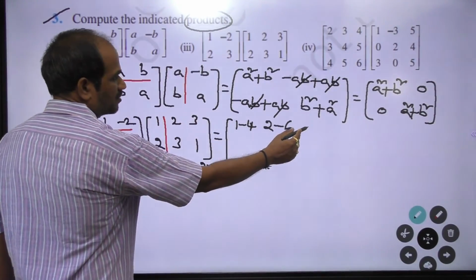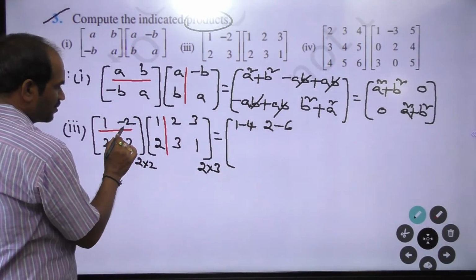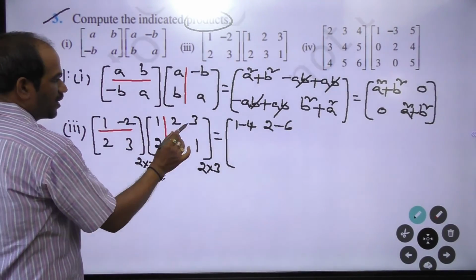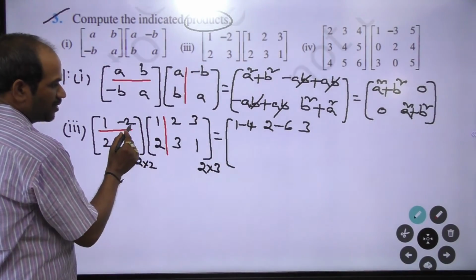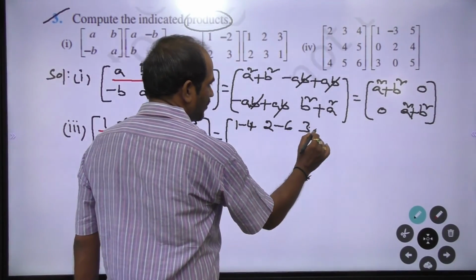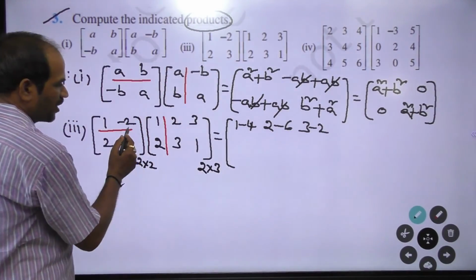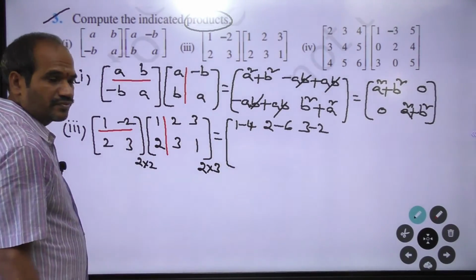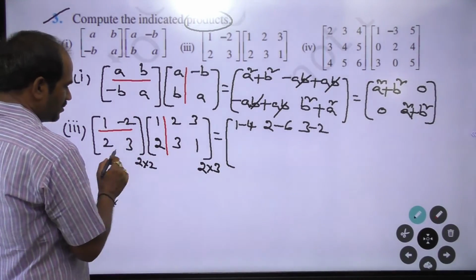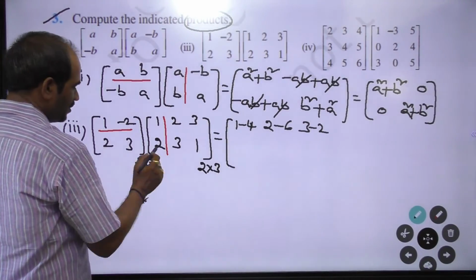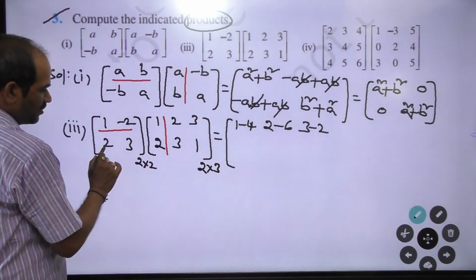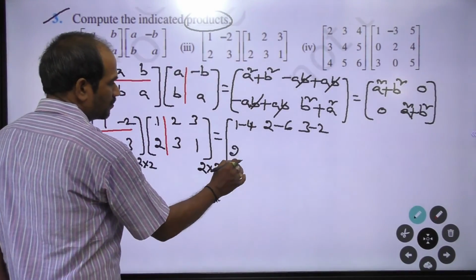Next, this element is first row, third column. 1 into 3 is 3. Next minus 2 into 1 is minus 2. Next, this is second row, first column: 2 into 1 is 2.